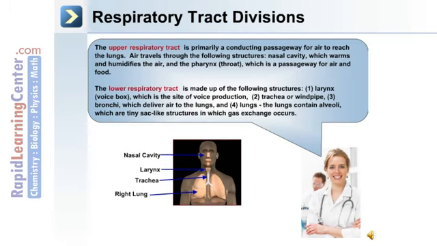The lower respiratory tract is made up of the following structures: the larynx, which is the site of voice production; the trachea or windpipe; the bronchi, which deliver air to the lungs; and the lungs. The lungs contain alveoli, which are tiny sac-like structures inside of which gas exchange takes place.